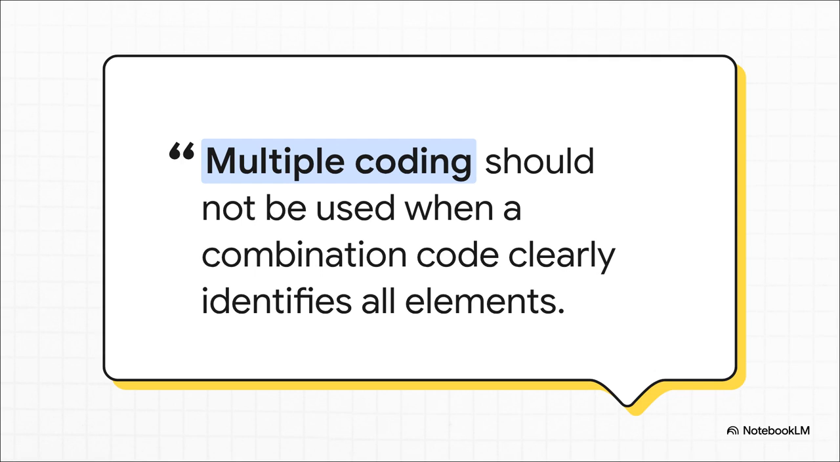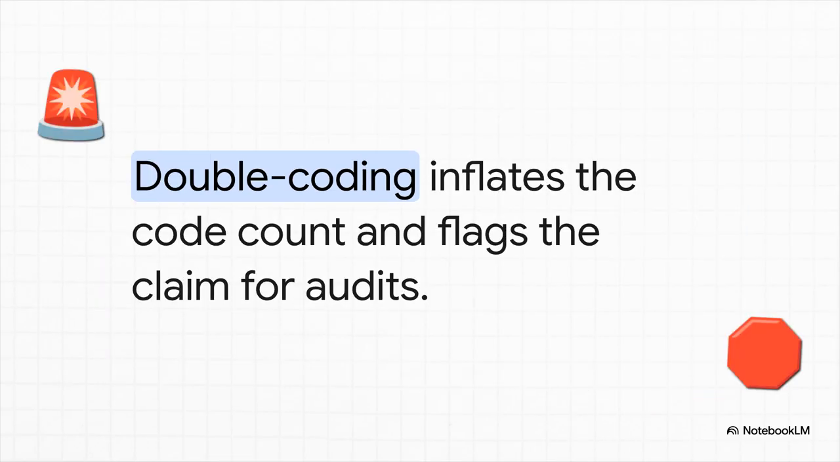You absolutely cannot chop a unified diagnosis into pieces. Trying to type out two separate codes for a combined condition? Yeah, that's a massive red flag. Double coding artificially inflates the code count on the claim, resulting in redundant reporting. This is a severe compliance error, and it will absolutely flag the claim for coding quality audits. Seriously, just don't double code when a combination code exists.